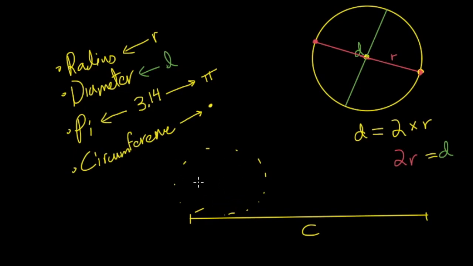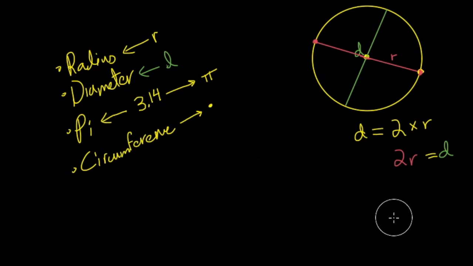Okay, now what is the equation or formula for circumference? So for the circumference of a circle, it's going to be this equation. 2 pi r.